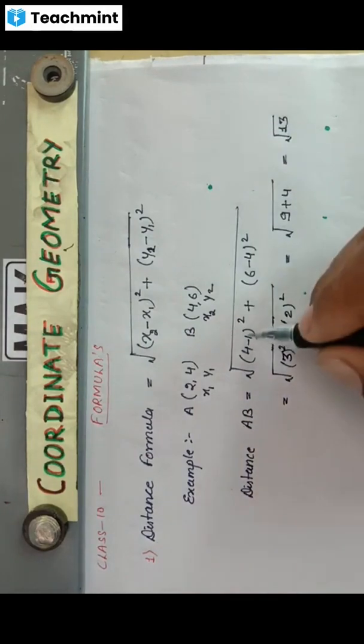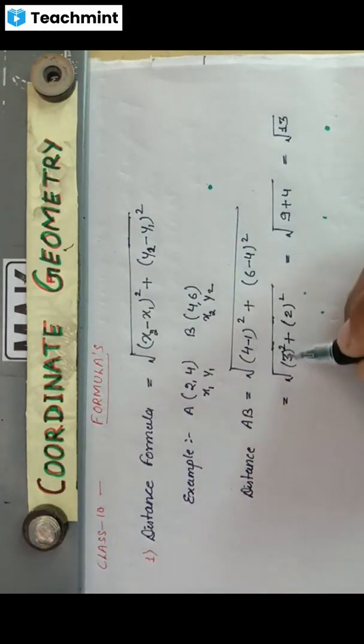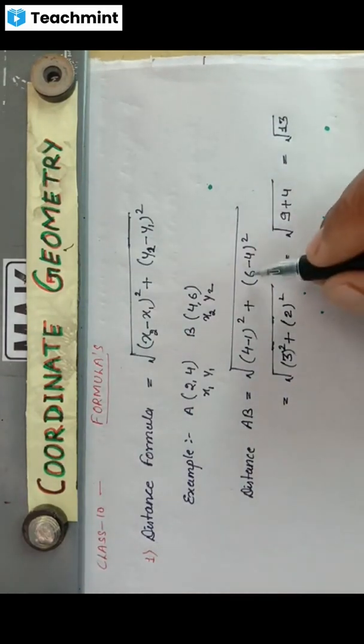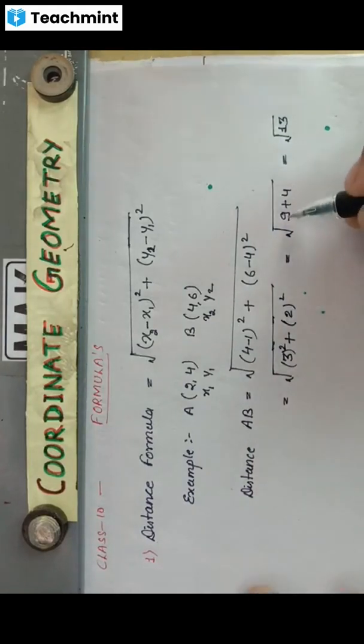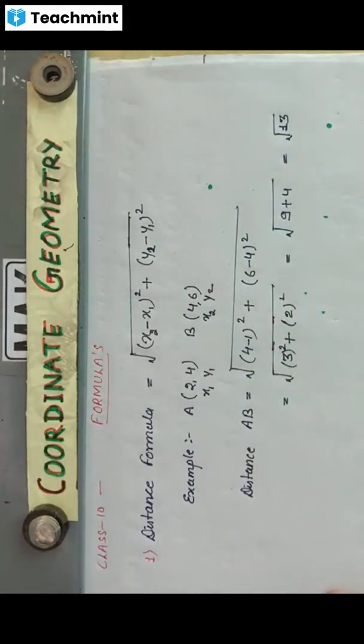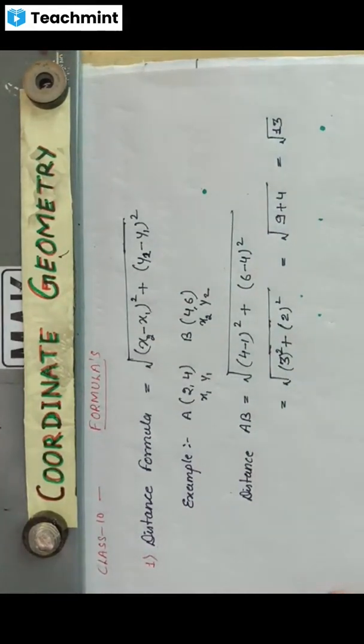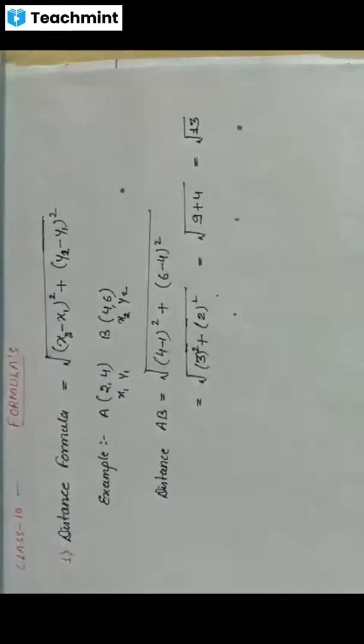Is it clear? 4 minus 2 is 2, 2 whole square is equal to 4. 6 minus 4 is 2, 2 squared is equal to 4. 4 plus 4 is 8, which is the square root of 8. You got this distance formula with an example. Now we will go to the other formula.